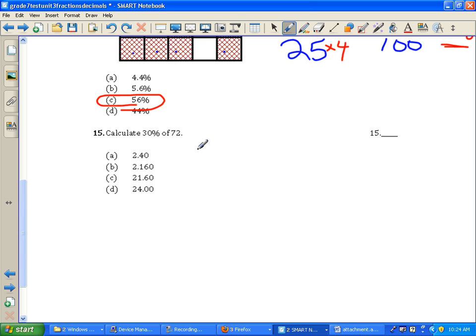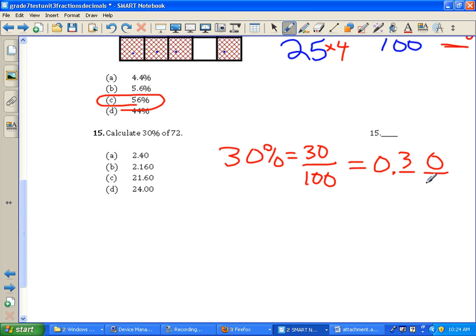For number 15, 30% of 72. Well, you learned that 30% really means 30 over 100. And to change that to a decimal, since we're dealing with hundredths, that's 2 decimal places, or 2 places after the decimal. So we've got 0 and 30 hundredths. So there's our decimal.